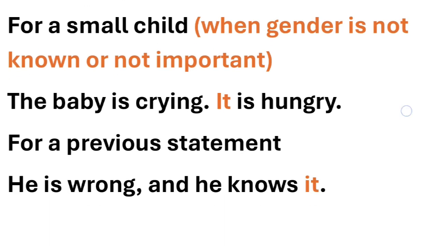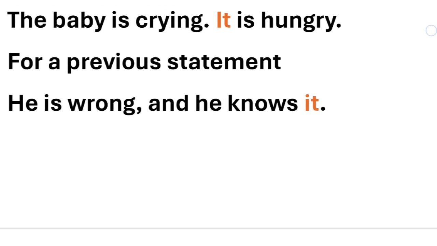We use it also for a small child. Again, when gender is not known or just not important. So let's understand this with an example. The baby is crying. It is hungry. Now, imagine there is a baby lying on the bed and crying. We're talking about the baby might be crying because it is hungry. We have used pronoun it because either the gender of the baby is not known or simply it's just not important. What is important is that the baby is crying and he's hungry, or it is hungry.